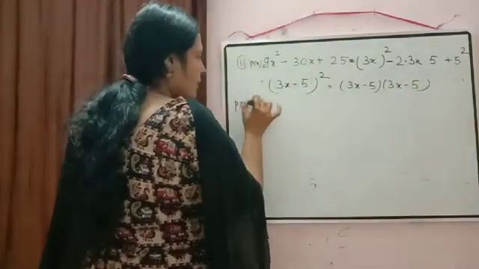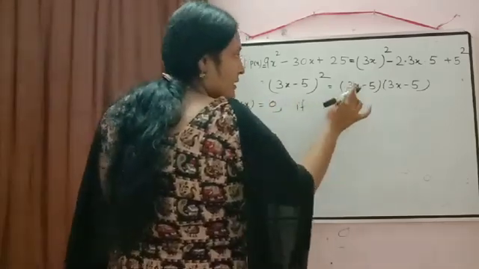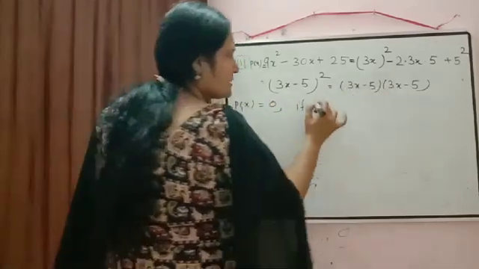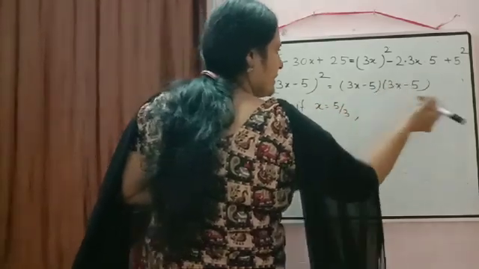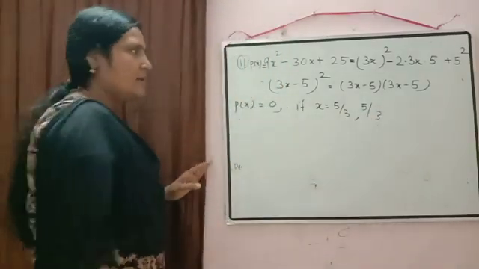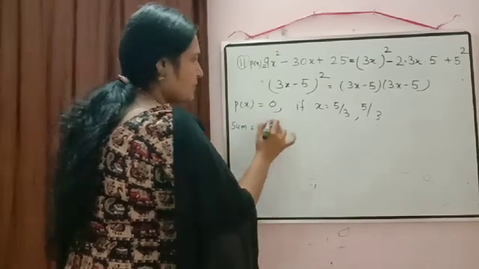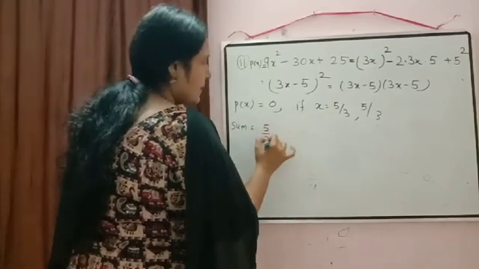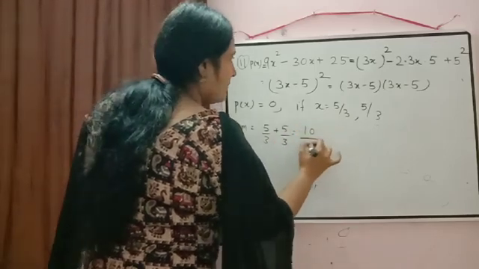So now we write here p of x will be equal to 0 if 3x minus 5 is equal to 0. Then what will we get? X is equal to 5 by 3. Here also we will get the same. The two zeros are equal. Then add the sum of the zeros. That will be equal to 5 by 3 plus 5 by 3, that will be equal to 10 by 3.